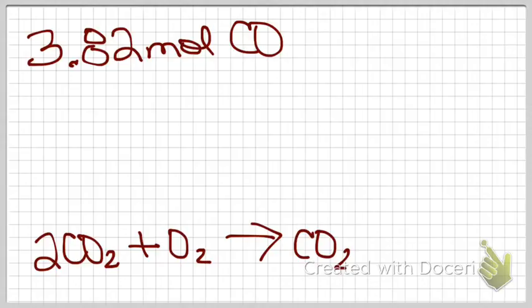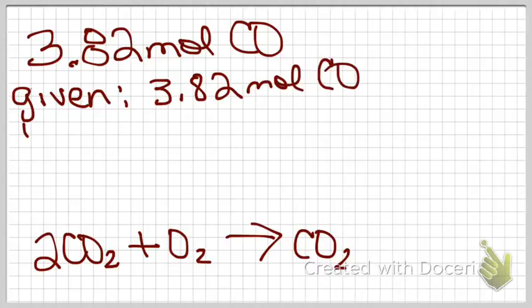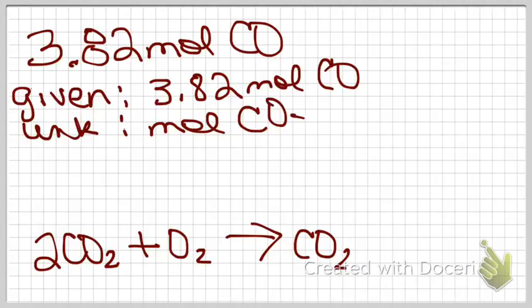What is our given in this? Well, our given in this is 3.82 moles of carbon monoxide. Our unknown in this case is moles of CO2. How much CO2 does it take if we want to make that much CO? Well, what's our conversion factor going to be?